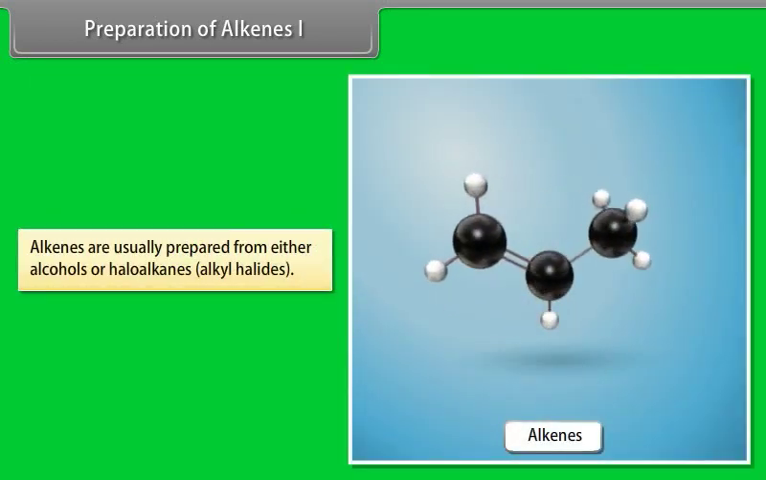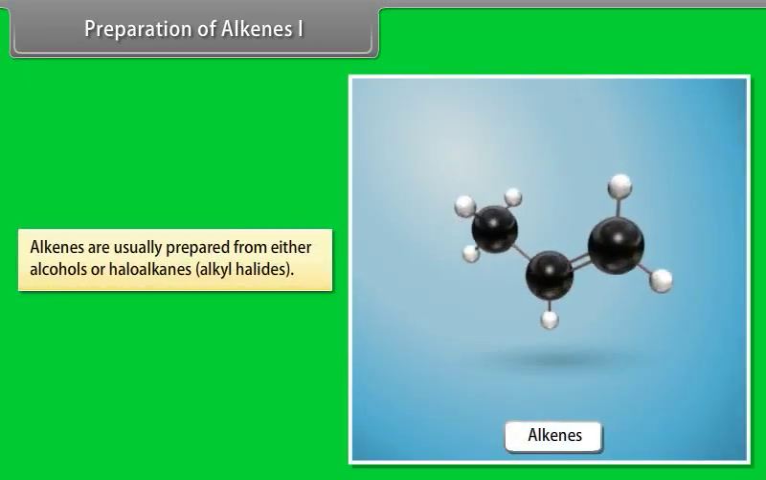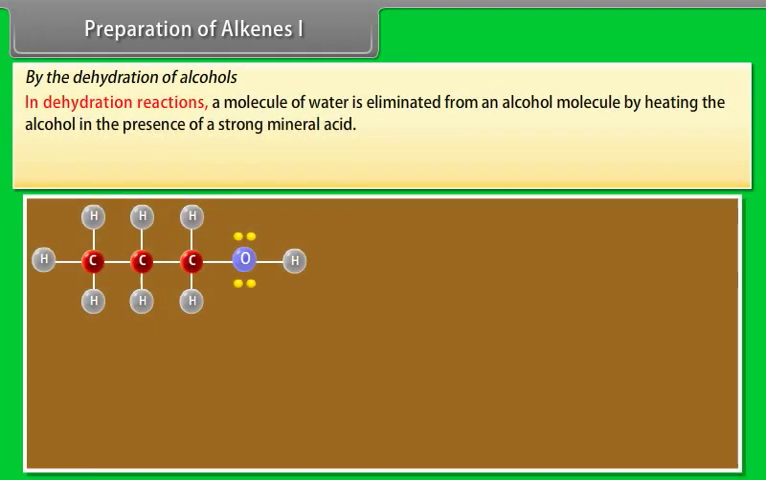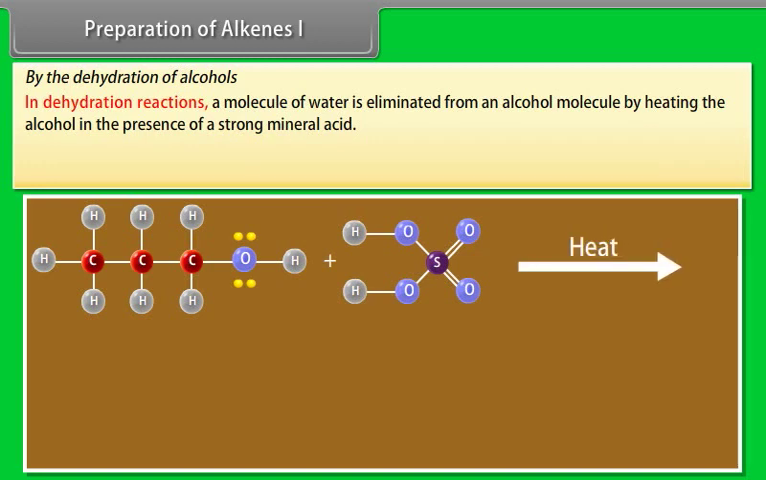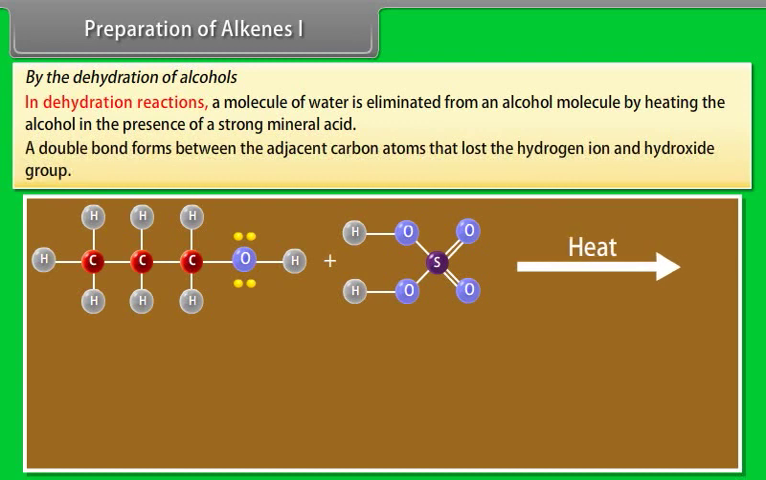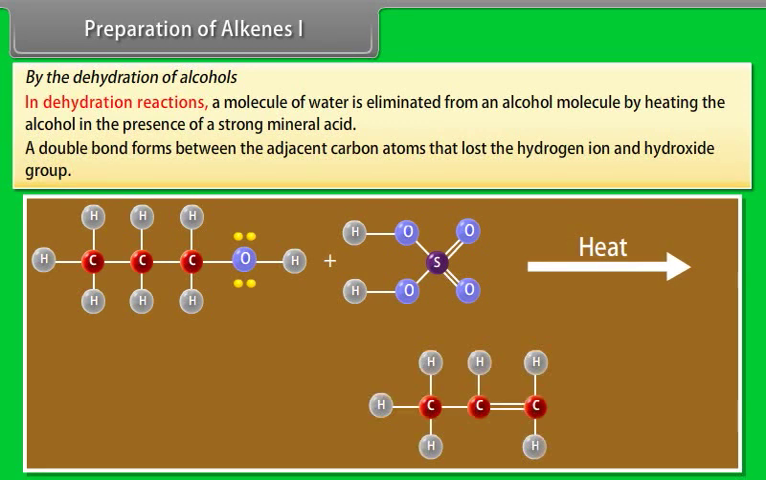Alkenes are usually prepared from either alcohols or haloalkanes, alkyl halides, by the dehydration of alcohols. In dehydration reactions, a molecule of water is eliminated from an alcohol molecule by heating the alcohol in the presence of a strong mineral acid. A double bond forms between the adjacent carbon atoms that lost the hydrogen ion and hydroxide group.